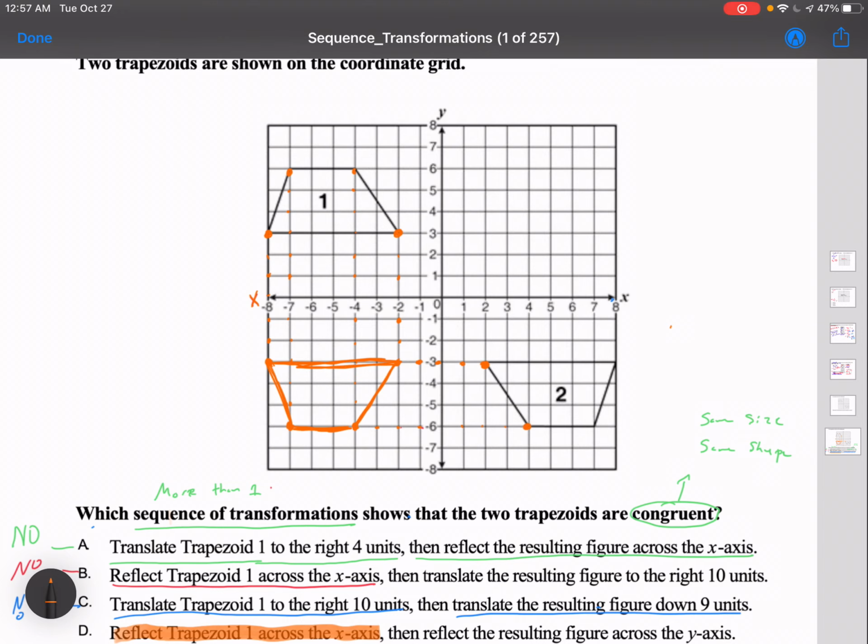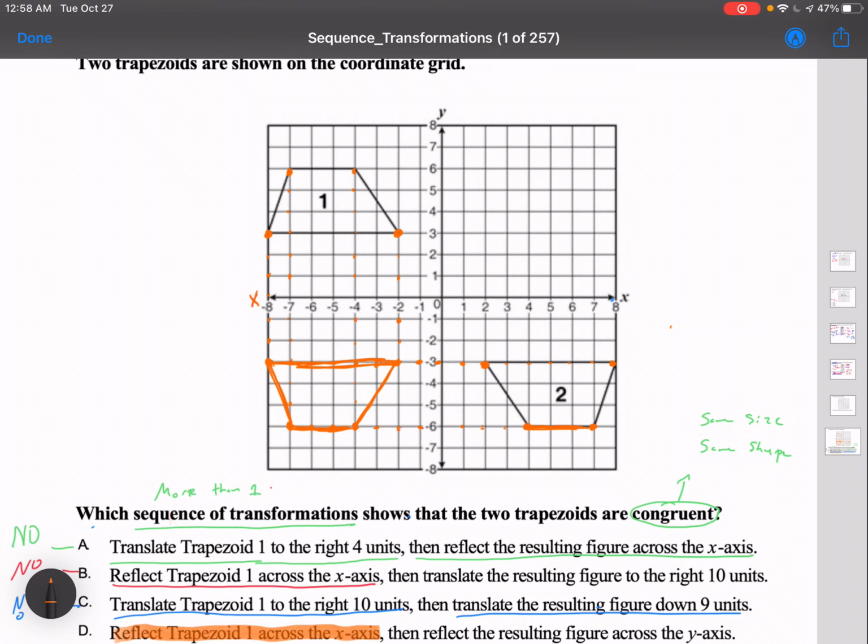Let's try again with the next points. 1, 2, 3, 4, 5, 6, 7, 8. It's 8 away from the y, to the left of the y. I need to go 8 to the right of y. 1, 2, 3, 4, 5, 6, 7, 8. And then the last point here, it is 1, 2, 3, 4, 5, 6, 7. 7 to the left. I need 7 to the right now. 1, 2, 3, 4, 5, 6, 7.